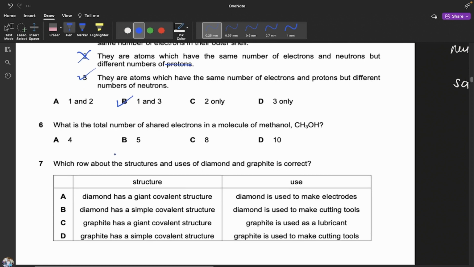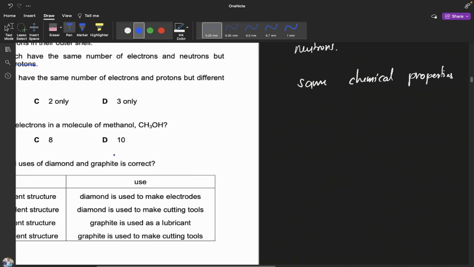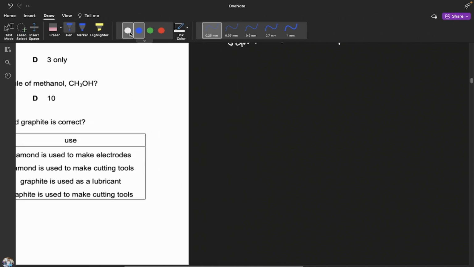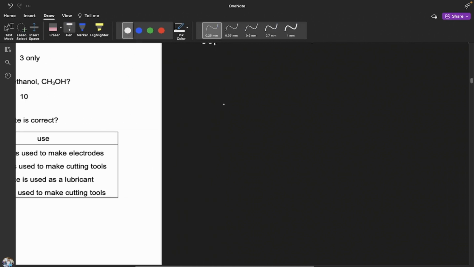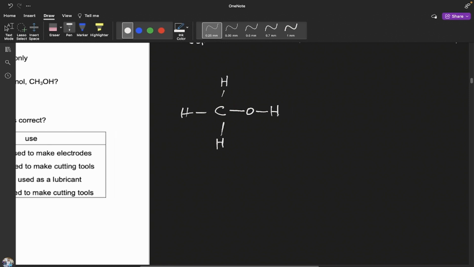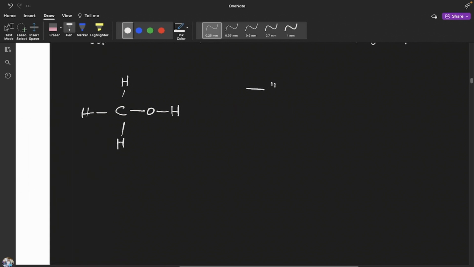What is the total number of shared electrons in the molecule methanol? You should be able to draw the methanol molecule first of all. C, H3 branches, and one alcohol group. Remember, a bond represents 2 shared electrons.